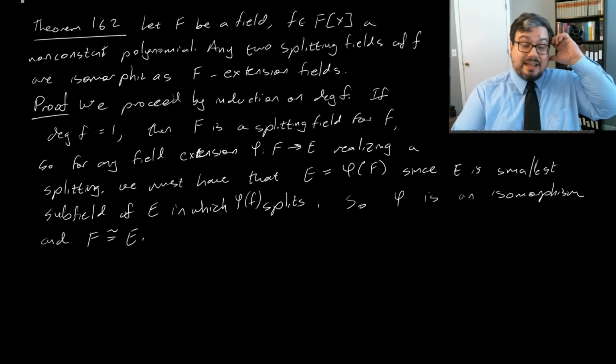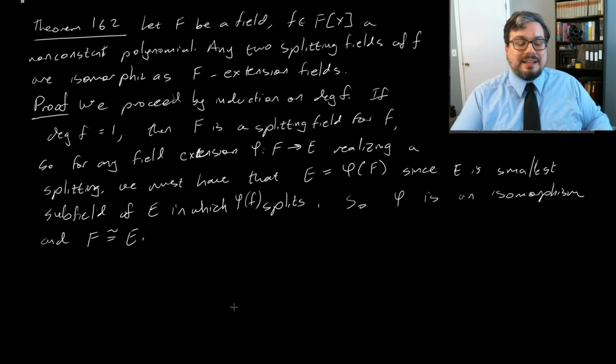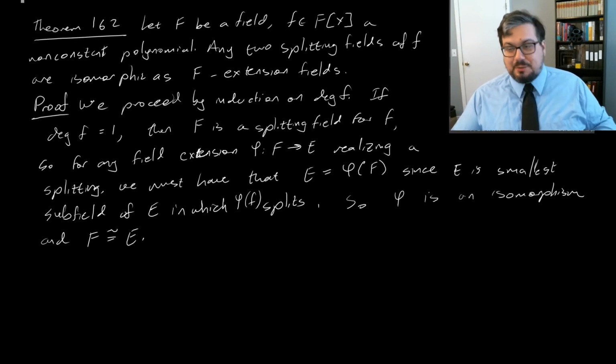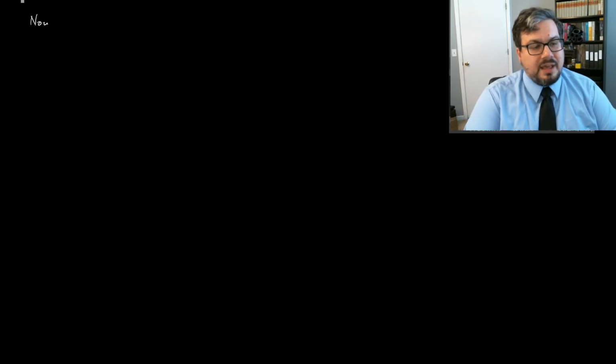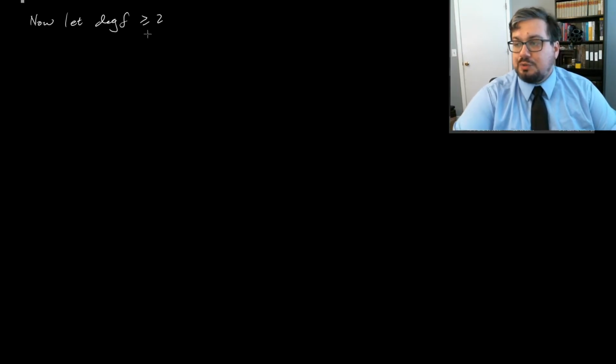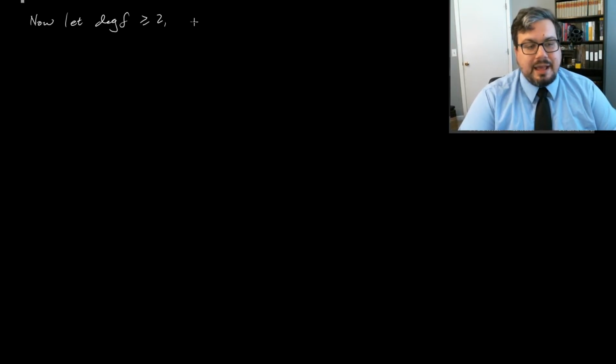So the base case says that any splitting field of a degree 1 polynomial has to be isomorphic to the field that you started with. All right, so now let's move on to the inductive step. So now let's let the degree of f be greater than or equal to 2. And suppose we know the result for smaller degrees.